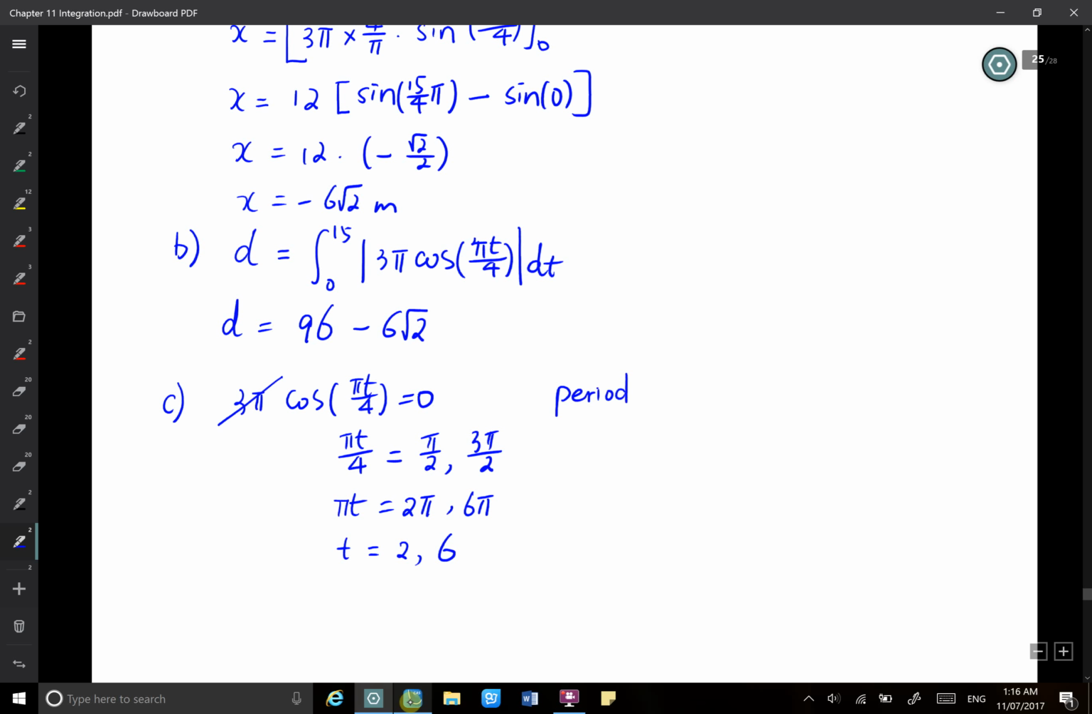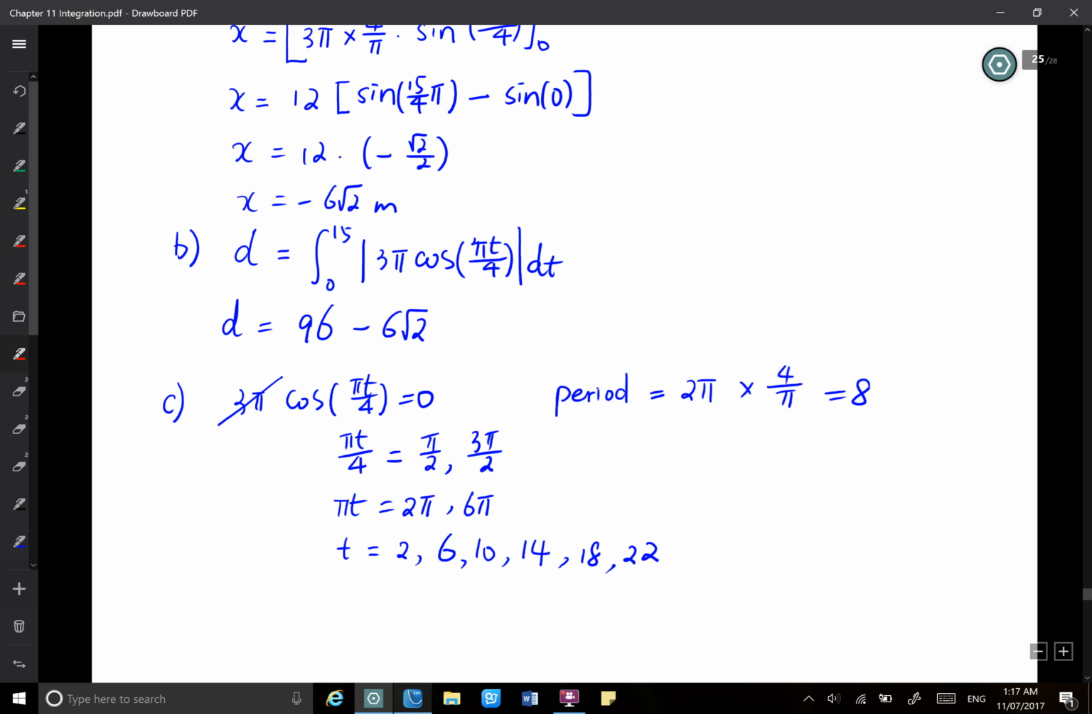So what is the period? The period equals 2 pi divided by pi over 4, which is 2 pi times 4 over pi. That equals 8. So I can add 8. I can't subtract 8 because t can't be negative. I add 8 on 2 is 10. 6 add 8 is 14. 10 add 8 is 18. 14 add 8 is 22.